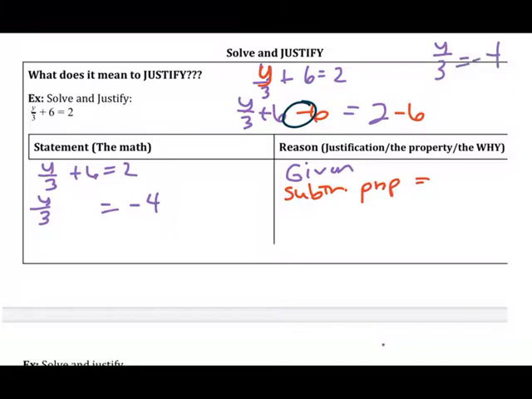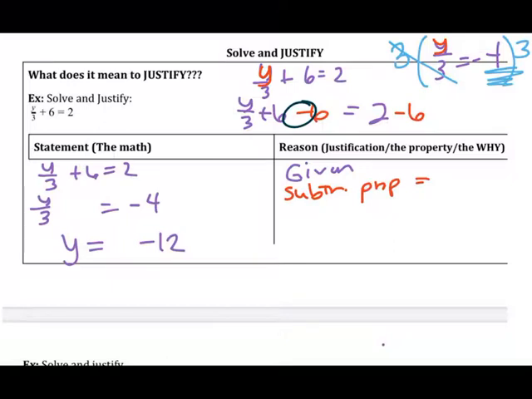I need to get rid of the thing that's preventing y from being by itself, and that thing is 3. What are y and 3 doing? They're dividing. There's a fraction. How do I undo that division? The inverse operation of dividing is multiplying. So I'm going to multiply both sides by 3. When I do that, these two are going to divide, and I'm just going to have y left. And over here, negative 4 times 3 is going to give me negative 12. So we just solved that y equals negative 12.